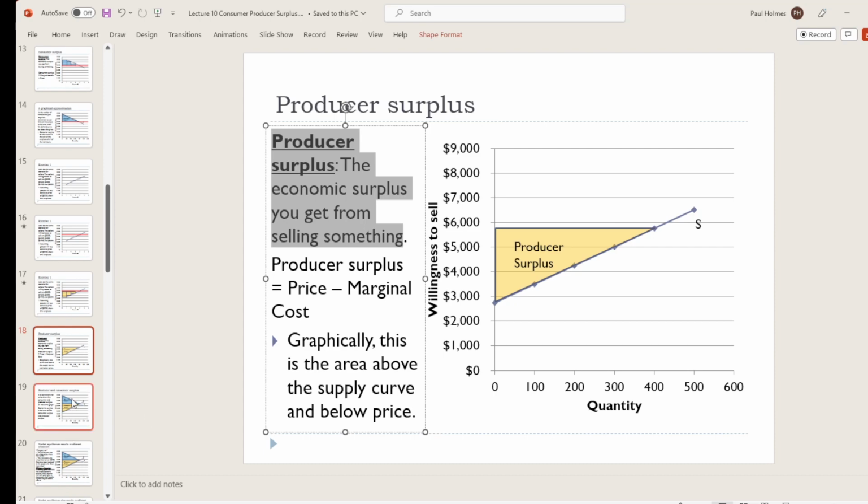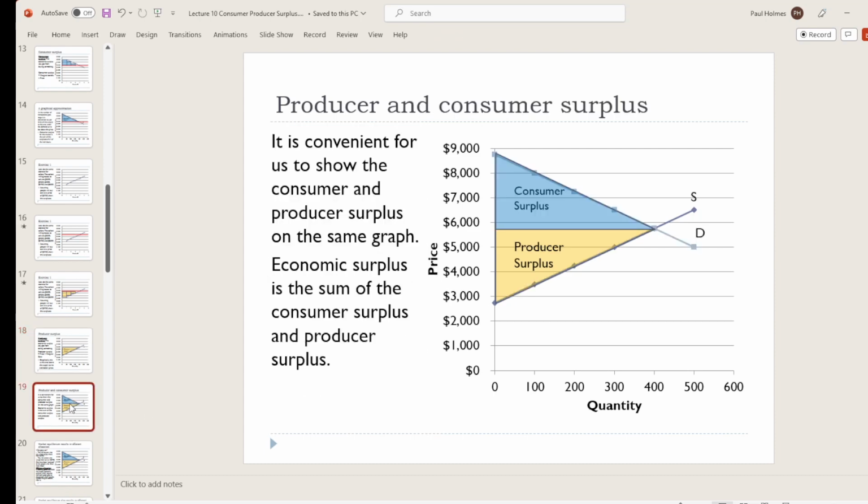Now, I bet you're not going to be surprised that we can put these on the same graph. So there I've got my demand and supply curves on the same graph. Consumer surplus is the area above the price, where the price is now, we know, coming from market equilibrium. So the area above the market equilibrium price and below the demand curve is our consumer surplus. The area above the supply curve and below the market equilibrium price is our producer surplus. Put these two things together and we've got the economic surplus in our market.